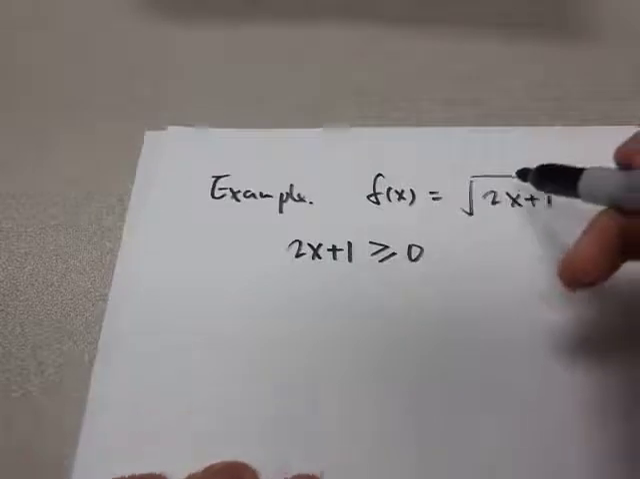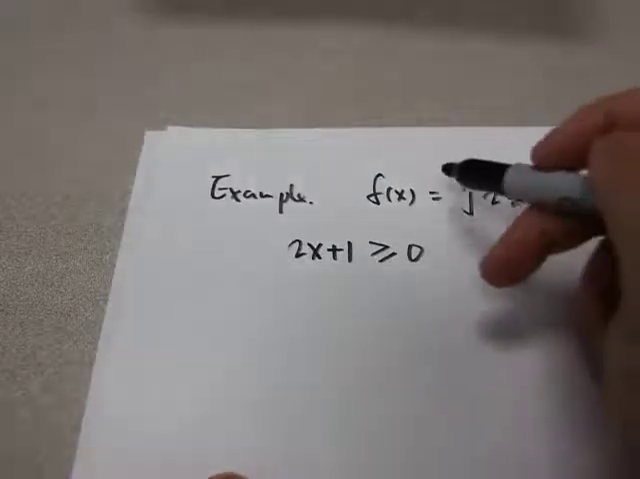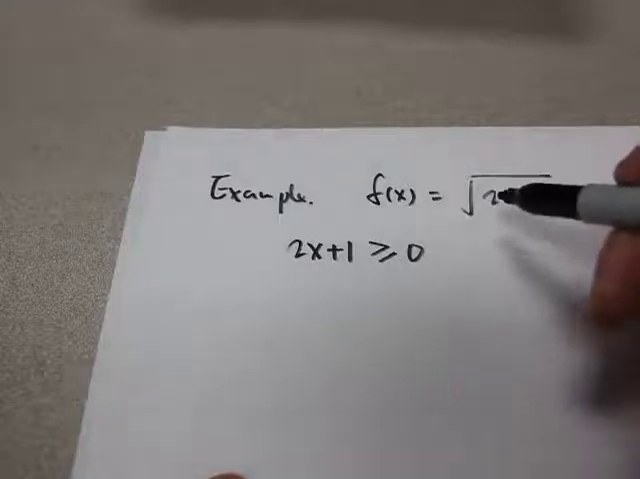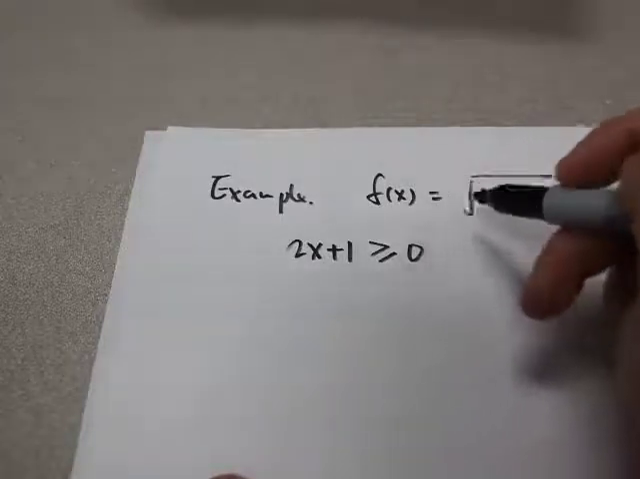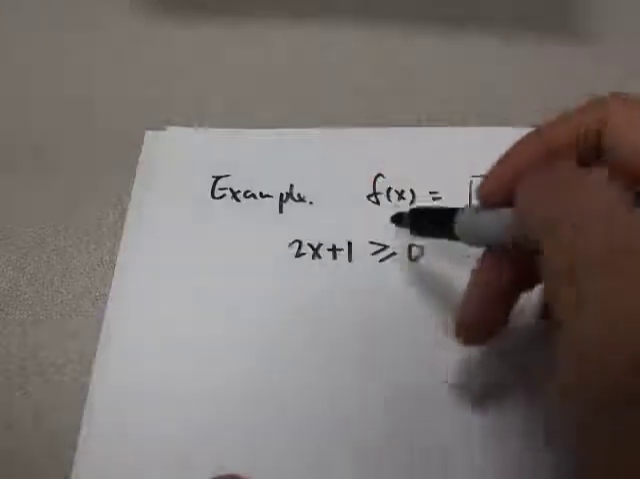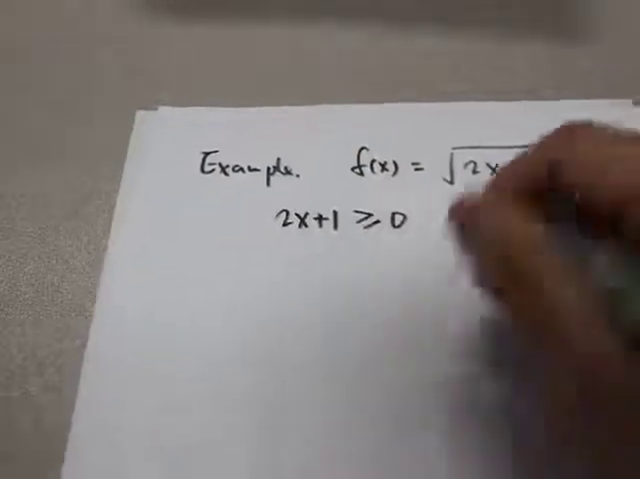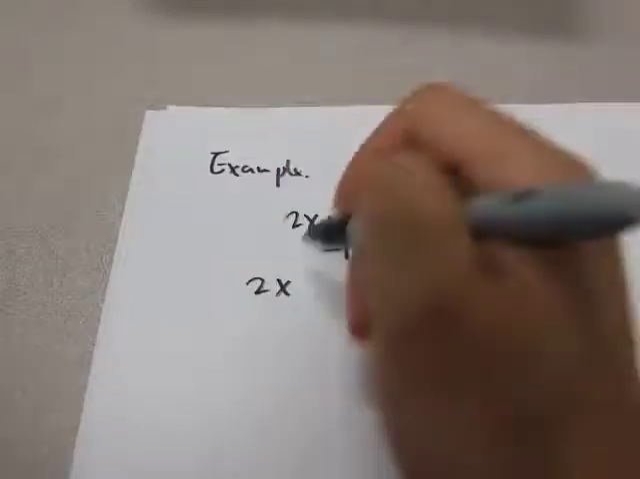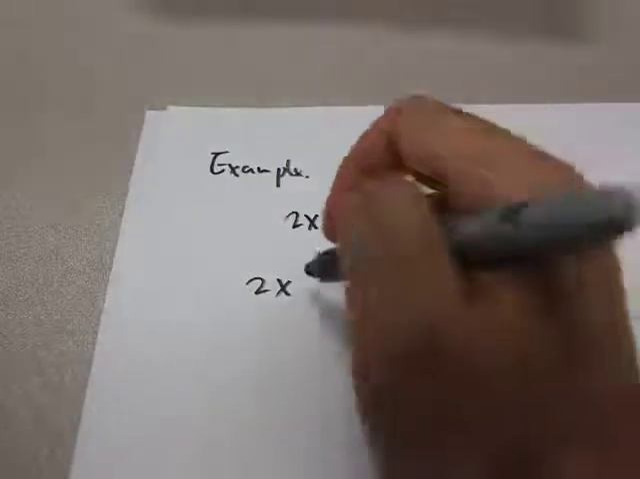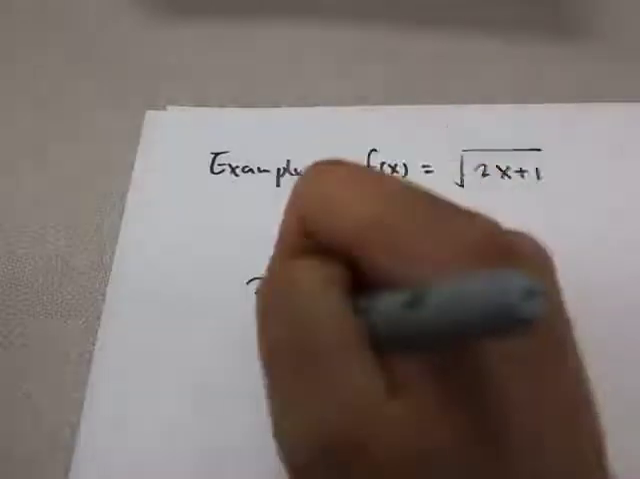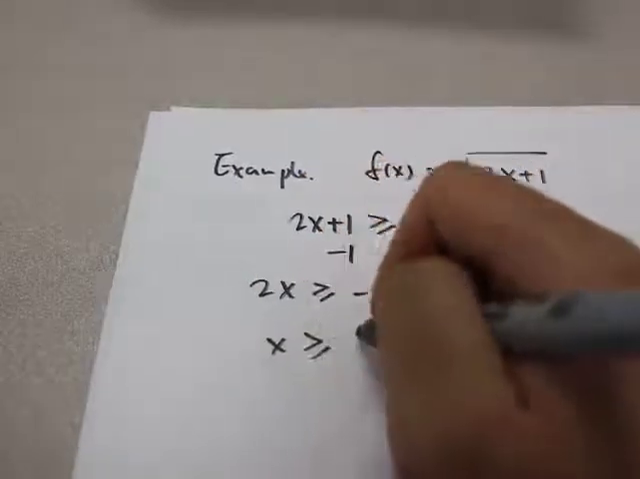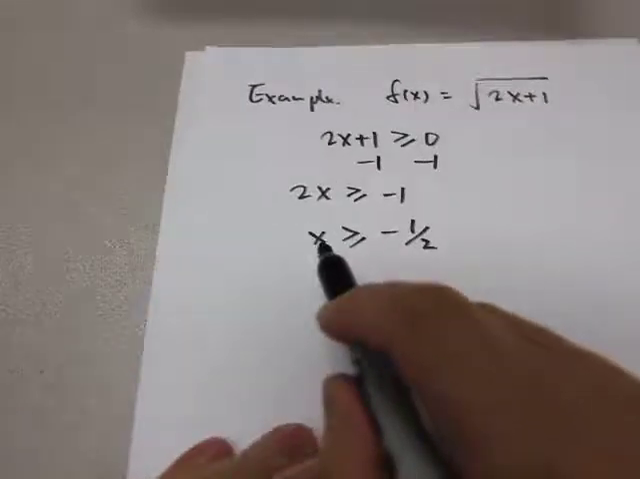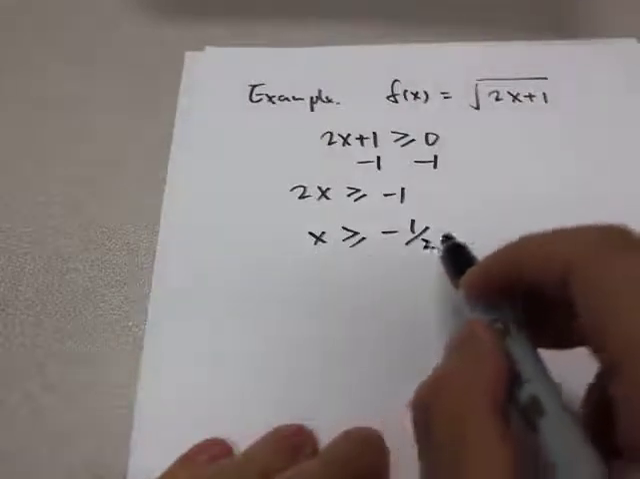So in this case, if the function has a square root, to find the domain, we need to solve this inequality. So we subtract 1 from both sides, and then we divide by 2. So the answer is x is greater than or equal to negative 1 over 2.